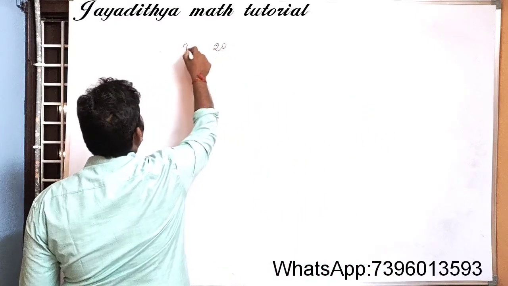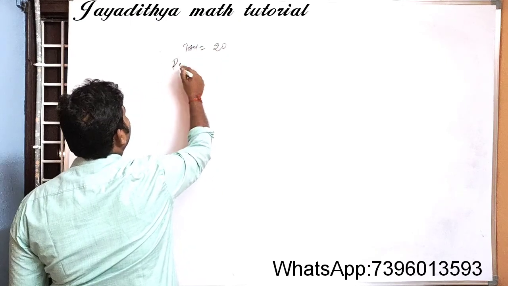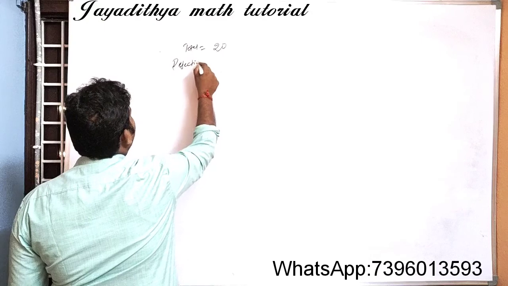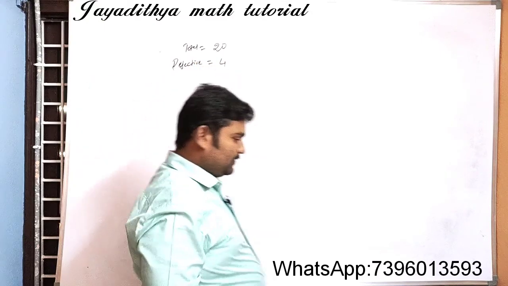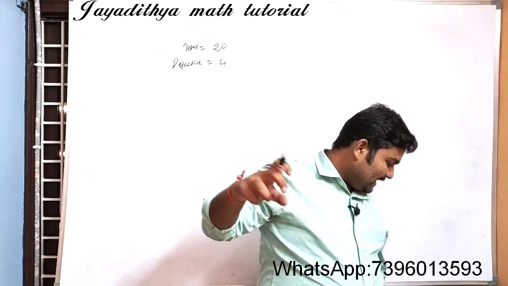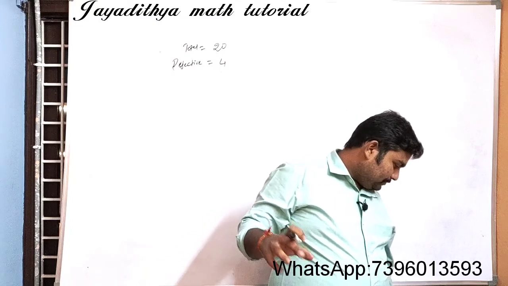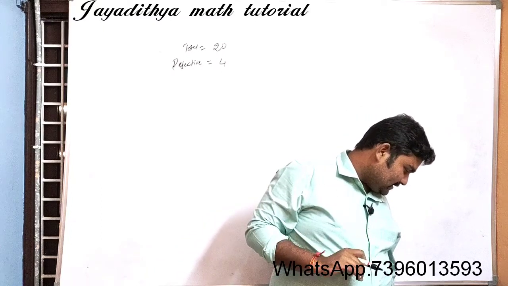Total how many bulbs we have? Total 20 bulbs we have, and in this, what are the defective? Defective bulbs are only 4. Suppose the bulb selected is not defective and is not replaced.